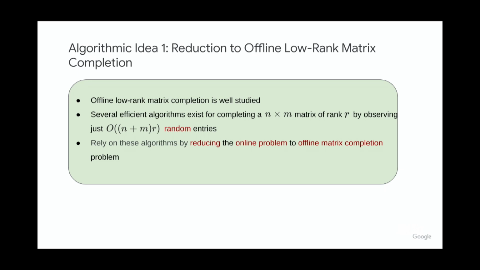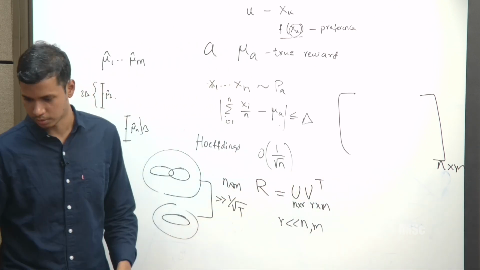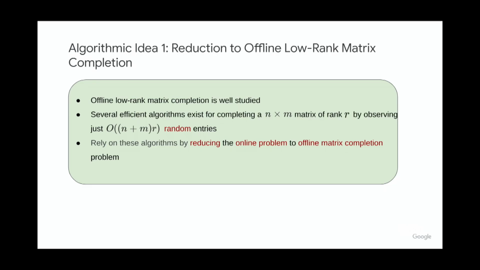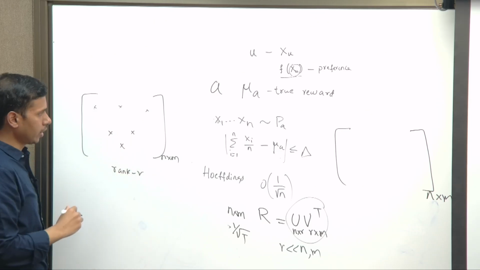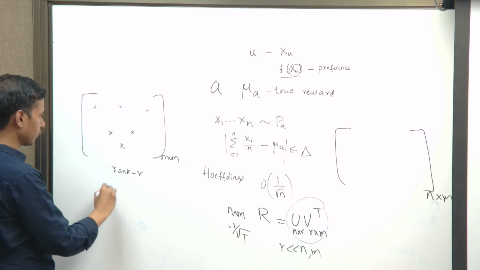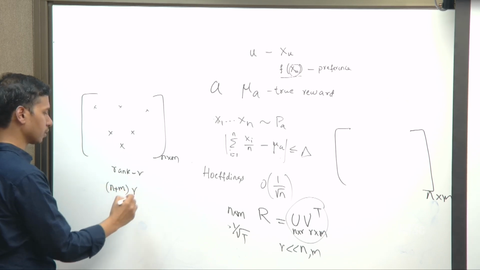Matrix completion tries to do the following. Let's again take this huge n cross m matrix, and let's say its rank is R, that is, you can do a UV decomposition with rank R. Traditional offline matrix completion randomly samples a few entries from this matrix, and you can finish the matrix by observing just (n plus m) times R observations.